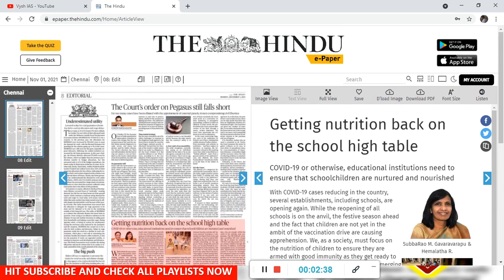Now if you see here, Nutrition: getting nutrition back on the school high table, meaning on priority. You need to bring back the nutrition levels, because schools and all are reopening. We'll see what the author is saying here.